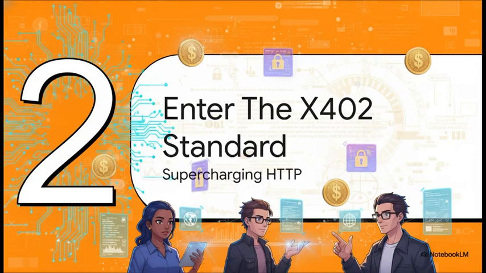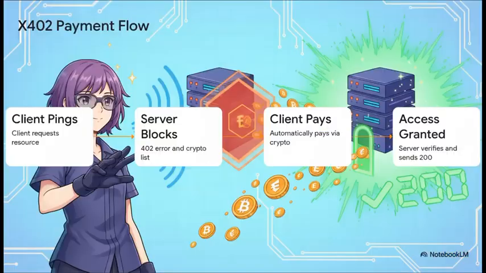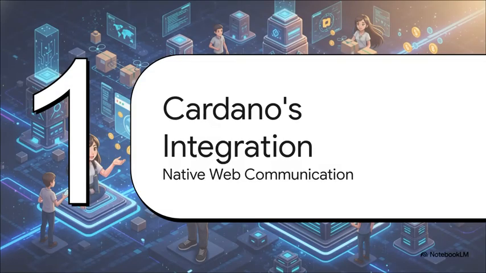This is all about supercharging HTTP. So here is how smoothly this completely removes the friction of paywalls. Step 1, your client pings a server for a resource, like a weather API. Step 2, the server blocks access with a 402 error, but actually provides a list of accepted crypto. Step 3, your client automatically pays. And Step 4, the server verifies it and instantly shoots back a standard HTTP 200 success code. Access granted, entirely natively.